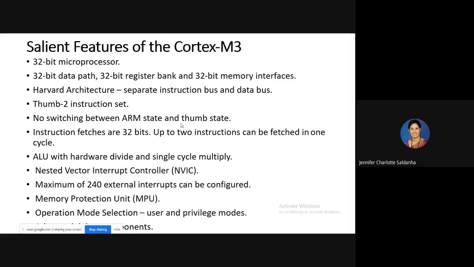Salient features of Cortex M3: it is a 32-bit microprocessor. Be very clear about ARM Cortex M3, it is not a microcontroller, it is a microprocessor. It has a 32-bit data bus, 32-bit register bank, and 32-bit memory interfaces in its hardware architecture. It has separate memory for data as well as instructions, with dedicated buses.